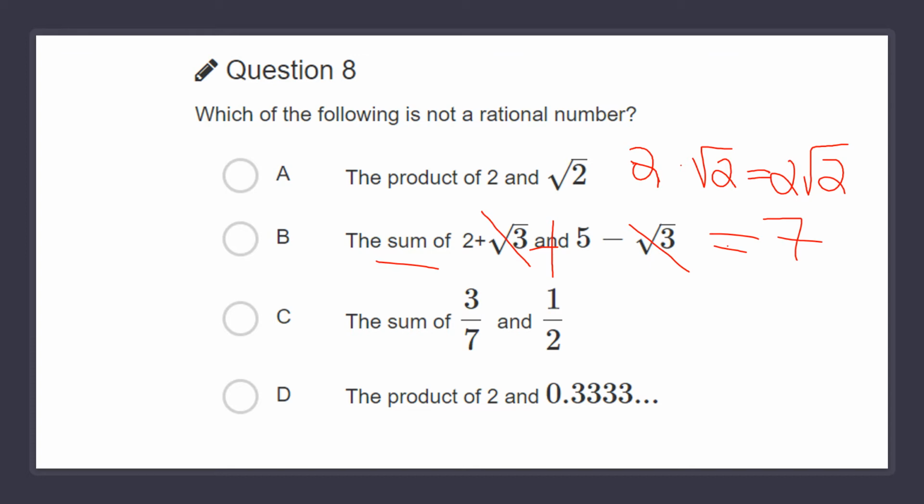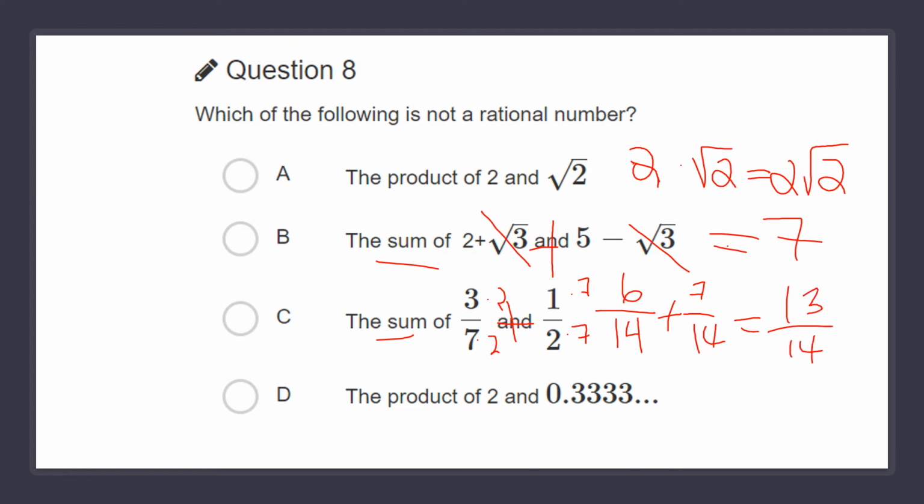On C, because it's a sum of 3/7 and 1/2, if you add two rational numbers, you will get a rational number. We could do a common denominator if you want, 14. To get 14, you have to multiply 7 by 2, so multiply 3 by 2, which is 6. And then 1/2, I'd have to multiply by 7, so that becomes 7. So 6 over 14 plus 7 over 14 is 13 over 14.